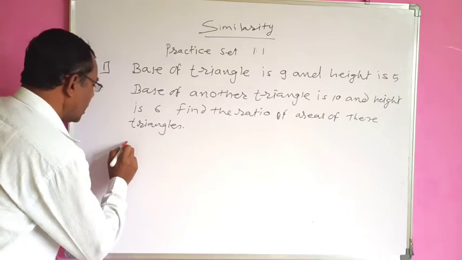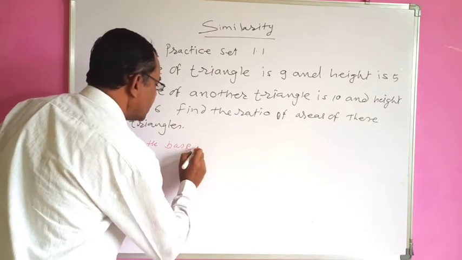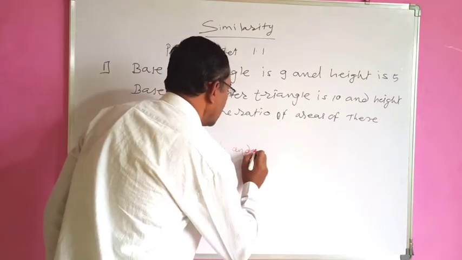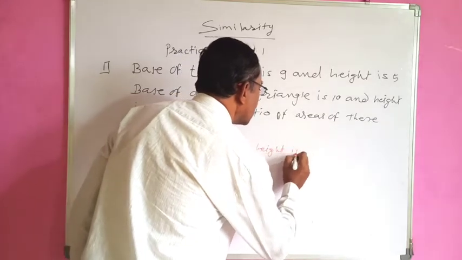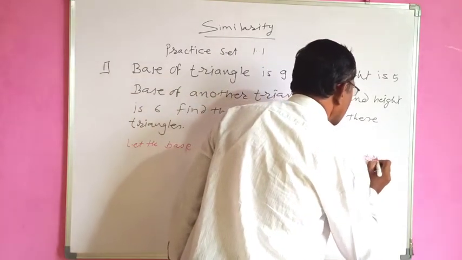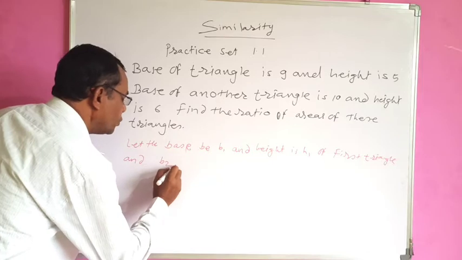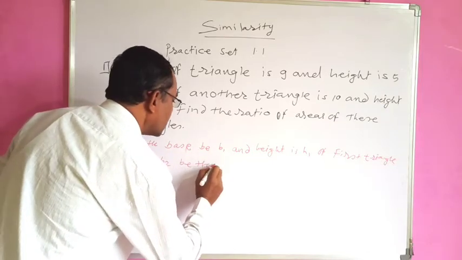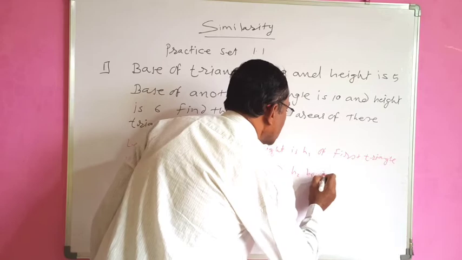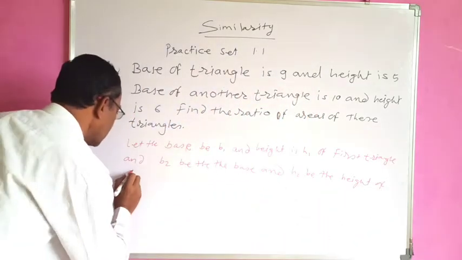Then we will write here, let the base be b1 and the height is h1 of the first triangle, and b2 be the base and h2 be the height of another triangle.